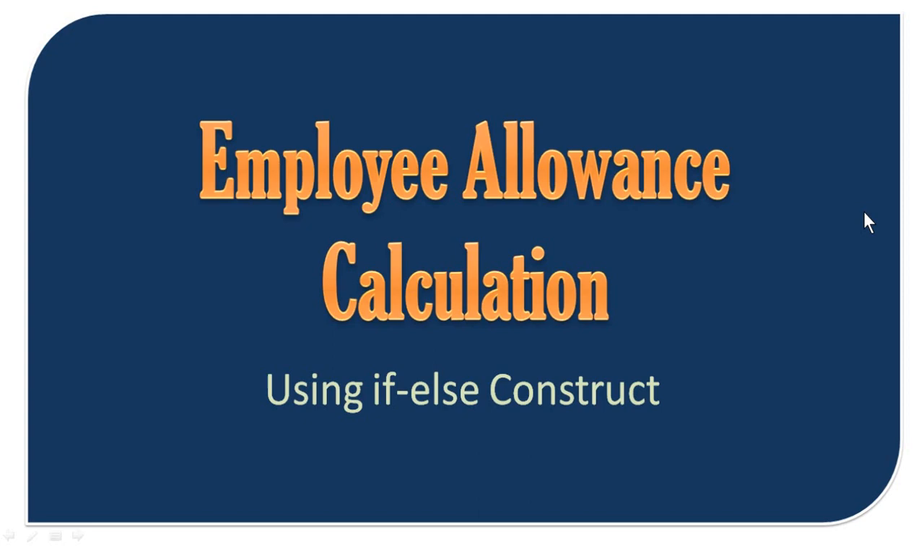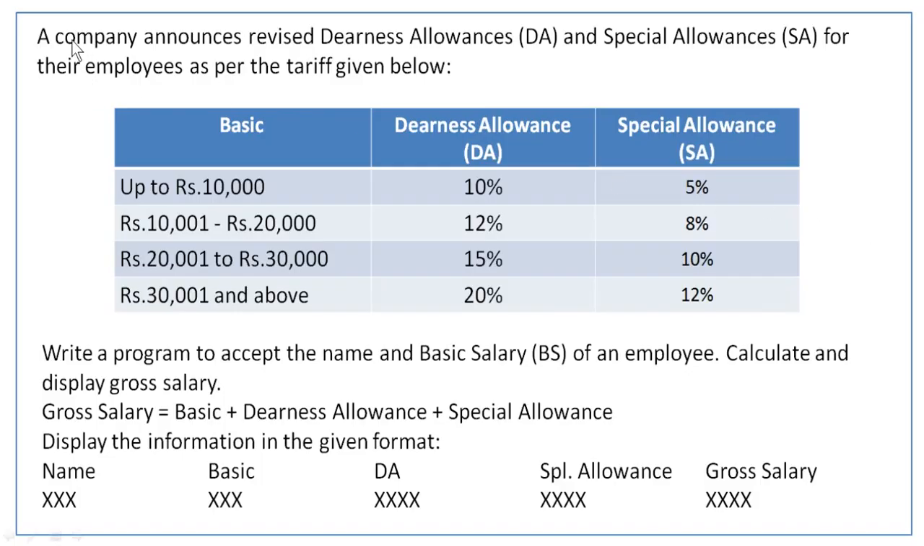Hello everyone. In this video, we are going to see a program to accept basic salary of an employee and calculate the DNS allowance and special allowance based on the table of criteria using if-else construct and display the gross salary of an employee. First, we are going to see the question.